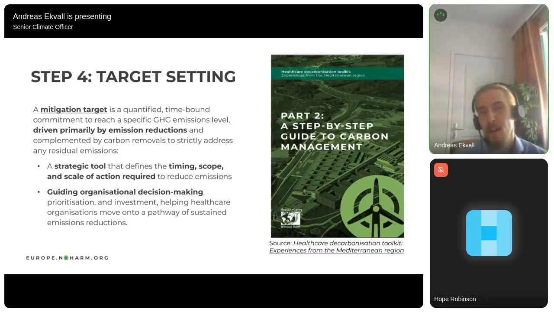Think of targets as serving 2 core purposes. First, it is a strategic tool defining the timing, scope, and scale of action required to reduce emissions in line with a defined target level. Second, it functions as a guide for organizational decision-making, prioritization, and investment. If well designed and executed, it gives healthcare leaders the clarity needed to move onto a pathway of deep and sustained emission reductions.